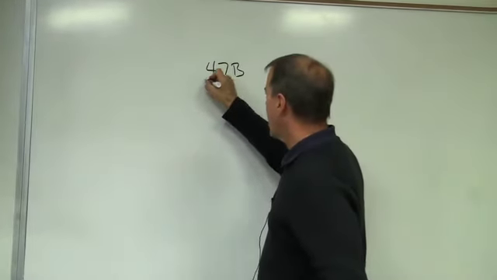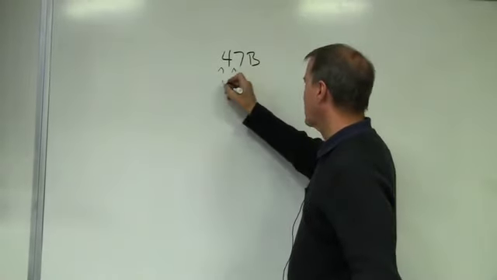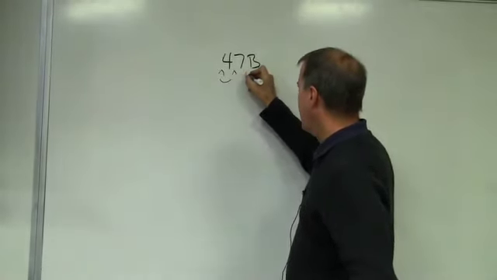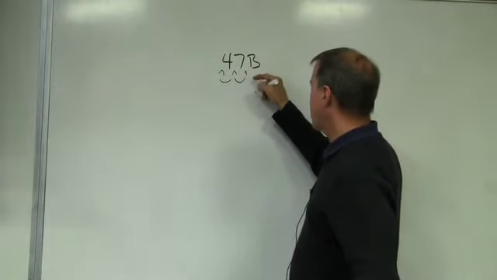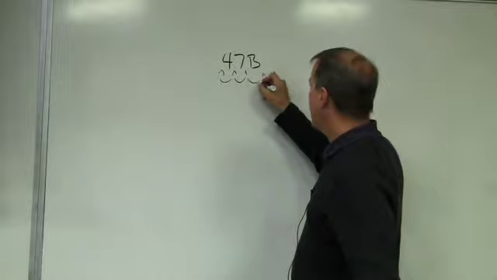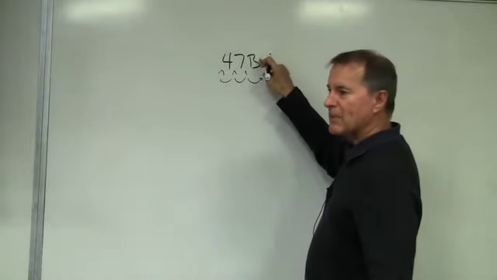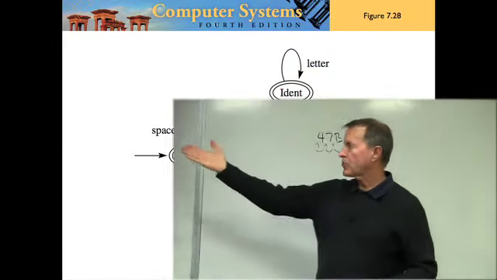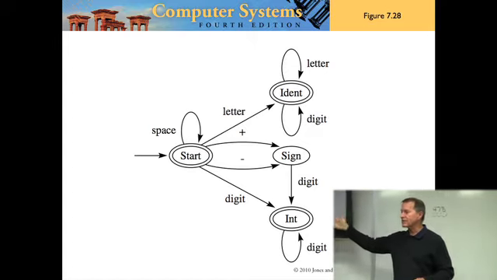So here, we were at the 4, then we were at the 7. We scanned the 4, and we went from here to here. Then we went from the 7 to here, scanning the 7. And then we went from here to here, scanning the B. Once we get the B, what do we conclude? There is no transition from int on B.